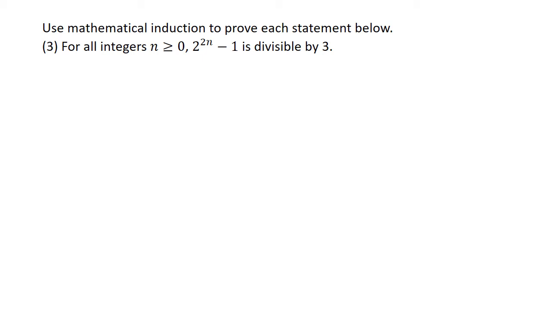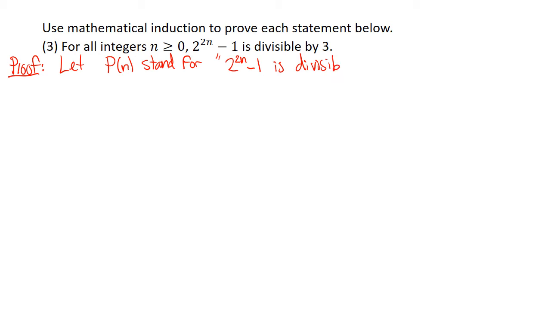Okay, let's do another one. So this time it's not a summation type, it's a divisibility type. So these are kind of fun. Okay, so just like with the last two, we start off by defining the statement P of n. So let P of n stand for the following statement: 2 to the 2n minus 1 is divisible by 3.